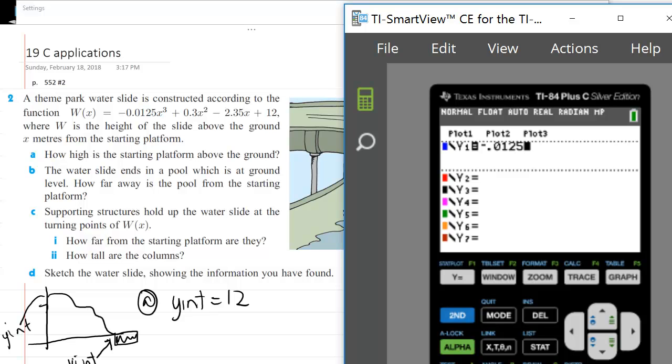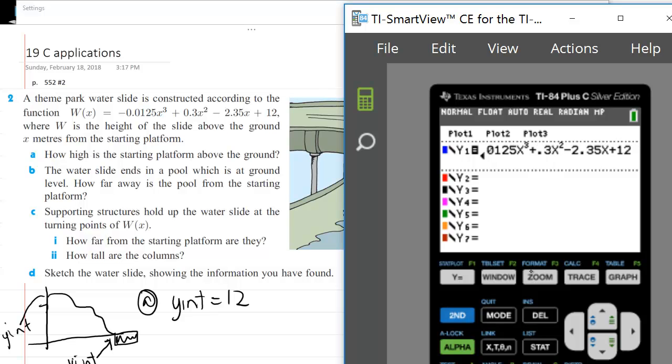0.0125 caret x cubed plus 0.3x squared minus 2.35x and then plus 12.